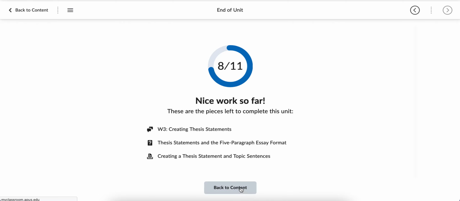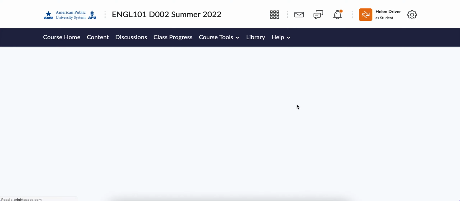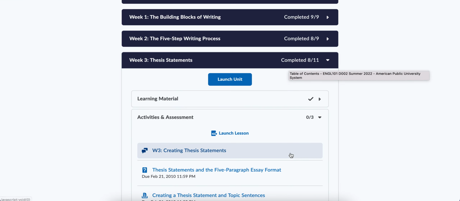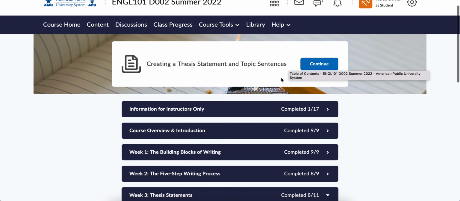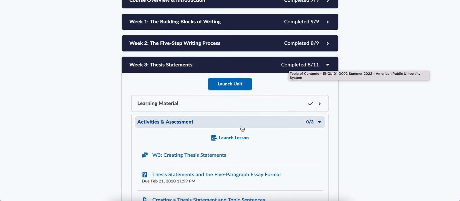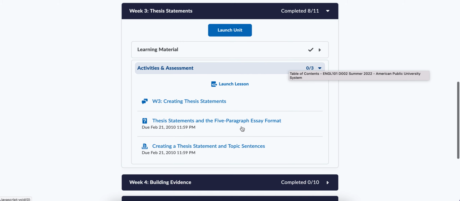So let's go back to content. So then you're going to upload to the classroom, to your assignments, the similar thing, and that will be your thesis statement, your 3 body topic sentences. And remember, I would like to have a transition.